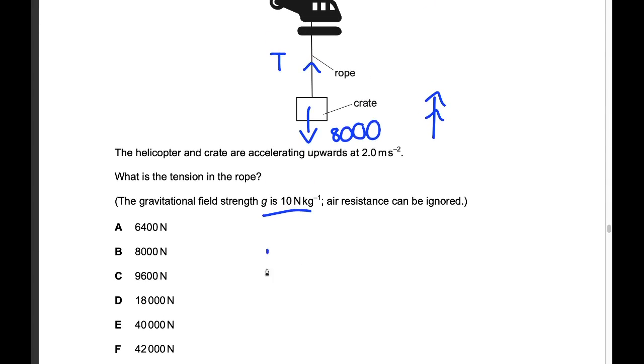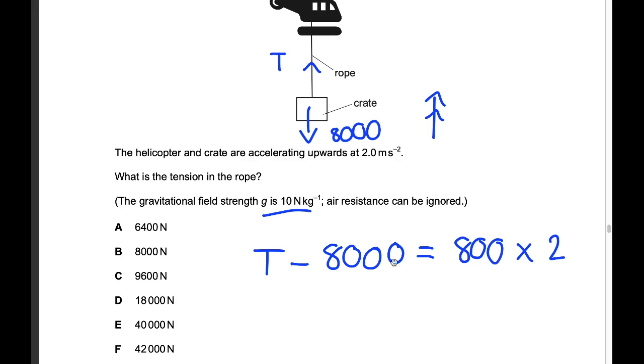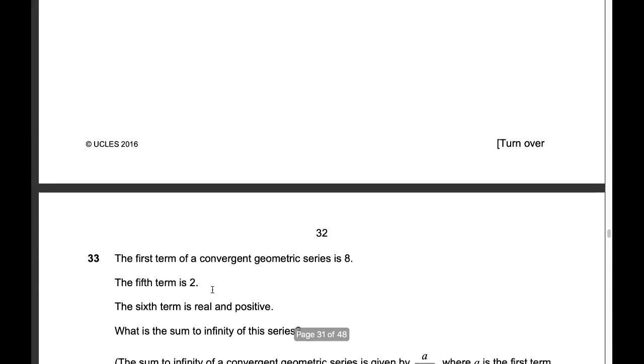So the total force, or the resultant force on the crate, is T minus 8,000. So that's my F, and that's equal to ma. So m is 800, and a is just 2. It's accelerating upwards at 2 meters per second. So this is 1,600 on this side, and 1,600 plus 8,000 is going to give my tension, which is going to be 9,600. Yes, 9,600. That's correct. Okay, so that's quite easy, that one.